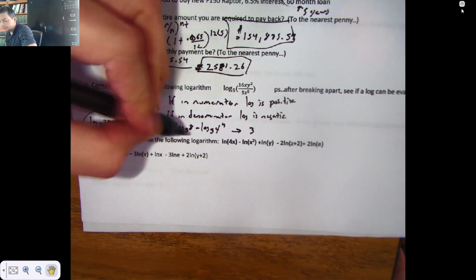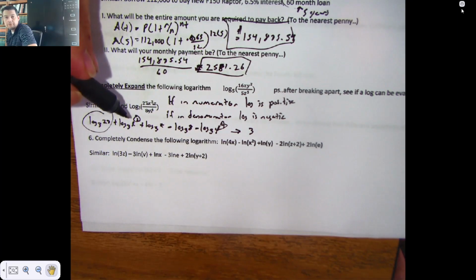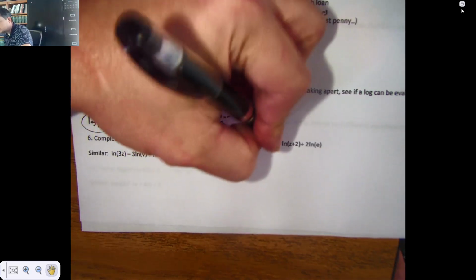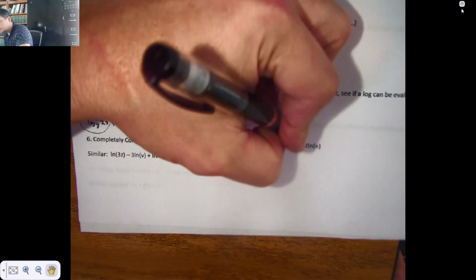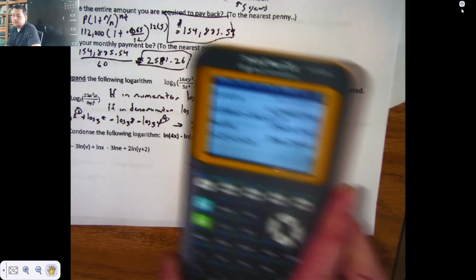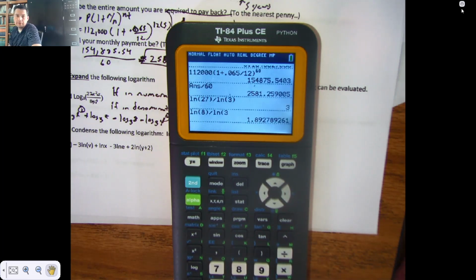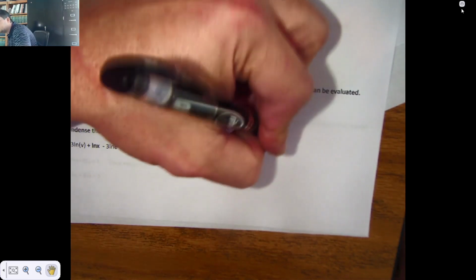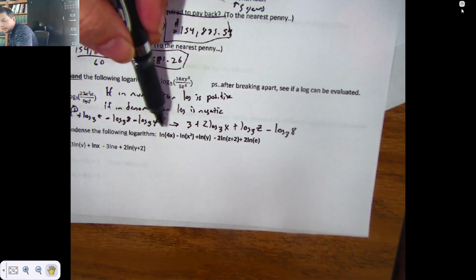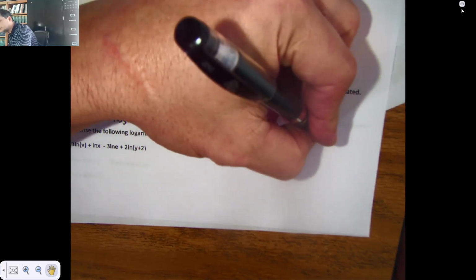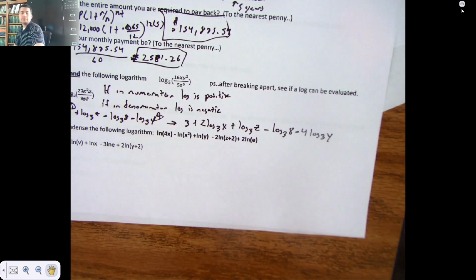Here we have exponents. All those exponents, they go out front. Plus 2 log base 3 of x, plus a log base 3 of z, minus, this is asking what power of 3 makes an 8. It exists, but it's not a number you know. It's not a number you're going to write down because you'd round it. It would be a rounded number. So we're just going to leave it alone. And I have a 4 here, so I get to move it out front. That's how I do my similar one.